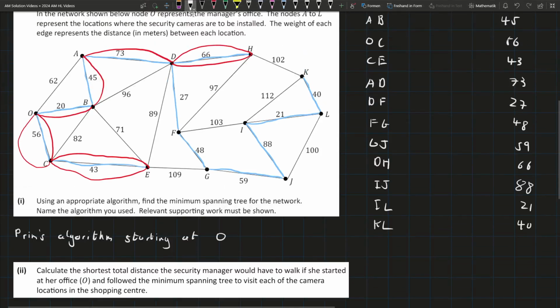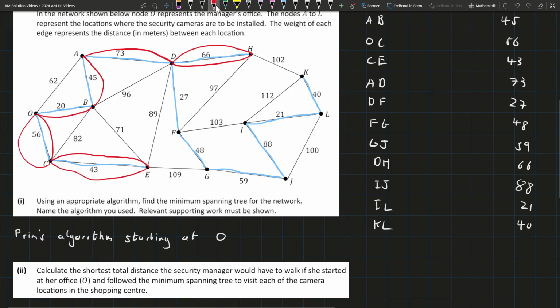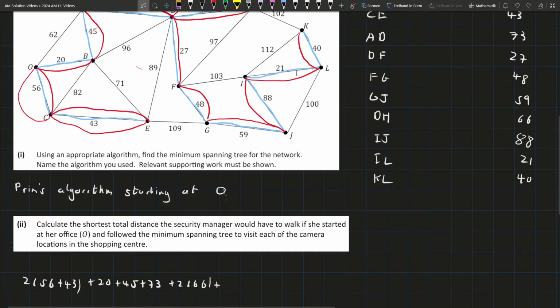So we'll have to do 2 times 66 because she walks from D to H and then back to D. So 2 times 66 plus, and then we have 27 plus 48. We just add the rest because the rest is a straight line. So you can see we'll have 27, 48, 59, 88, 21, and 40. And then we're at the end. We've now visited all of the cameras.